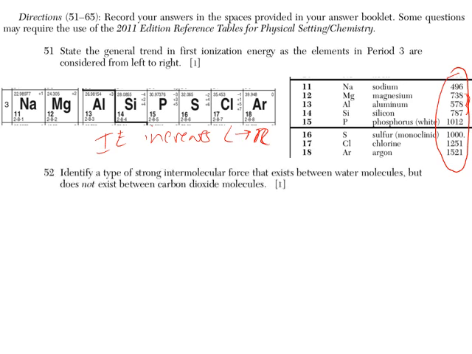Number 52. Identify a type of strong intermolecular force that exists between water molecules but does not exist between carbon dioxide molecules. This is really just something you should be remembering. What is the thing that holds all these water molecules together so tightly? And that is hydrogen bonding. Remember, that's in molecules that have not only hydrogen, but fluorine, nitrogen, and oxygen.